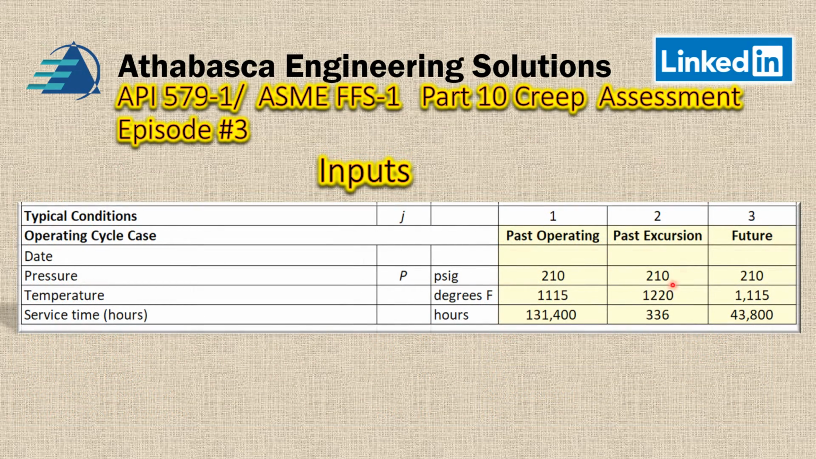Inputs: we've arranged data so that it's more easily manageable. Our pressures haven't changed. They're sitting at 210 psig. Our past operating temperature is 1115 Fahrenheit, and you can see here very clearly what the temperature excursion was. And a past operating history of 131,000 hours of service. The excursion that occurred was 336 hours long. And we're hoping to get another 43,000 hours out of the unit.